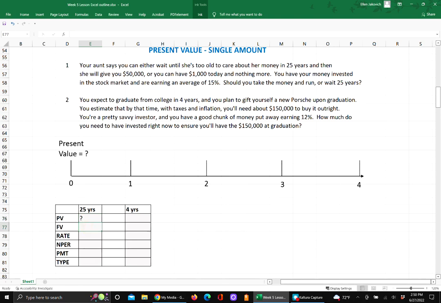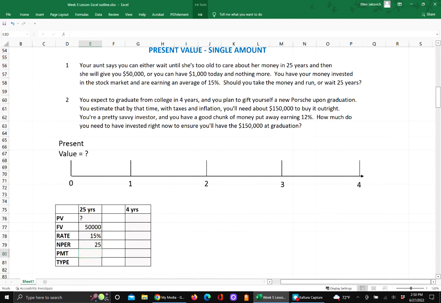We do know what the future value is: $50,000. What rate should we use? Well, we know that we can earn 15% on our money, so that's the rate we need to use in this problem. So 15% for rate or yield on investment. Number of periods is 25 years, so we put 25 there.